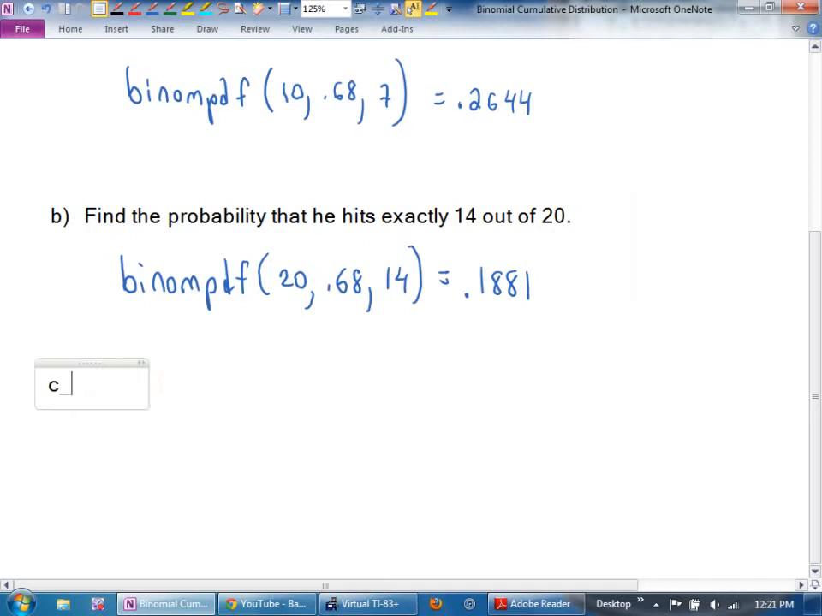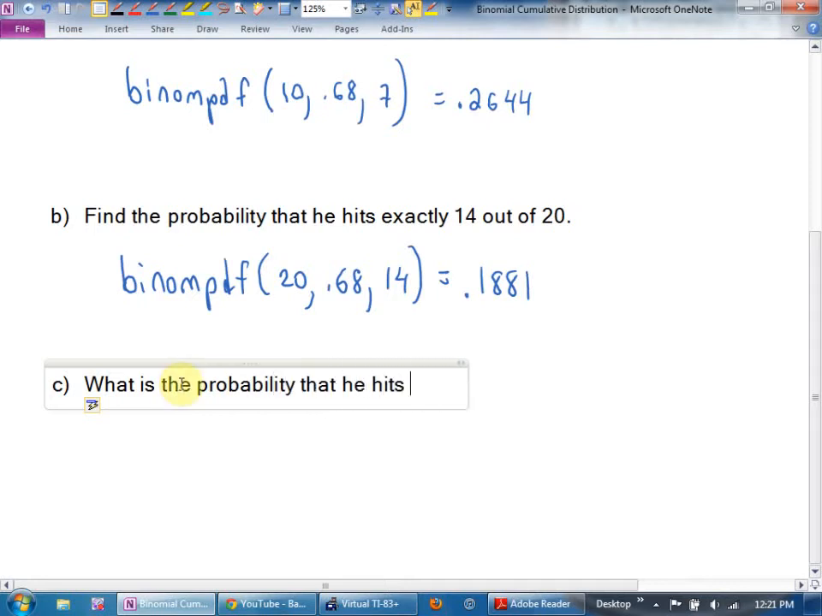Let's go back to 10 free throws. Here is a much more relevant question, because somebody earlier said, well, he wants to hit all of them. I agree. Technically, he's not aiming for a specific number. However, your team goal was always 70%, so 7 out of 10. So here's what I'm going to ask. What is the probability that he hits 7 or less out of 10?